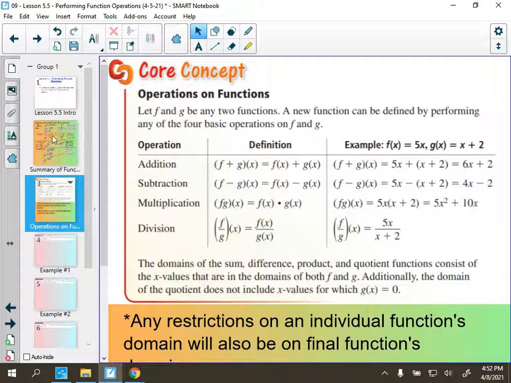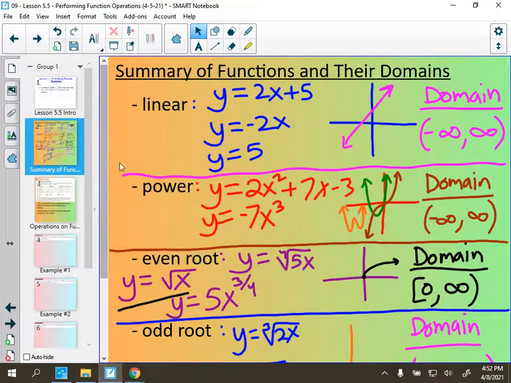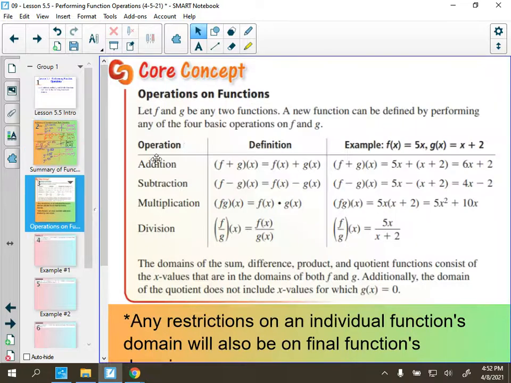We'll work with these four types that we just talked about: linear, power, because even within power you have multiple different types, there's quadratic, there's cubic, there's quartic, and then even and odd root ones hold a few different types. So we're working with a few different types of functions. We can build or create a new function by combining the original two together.